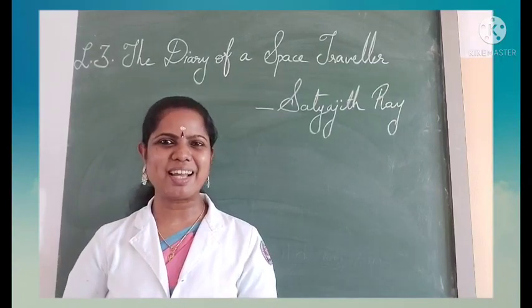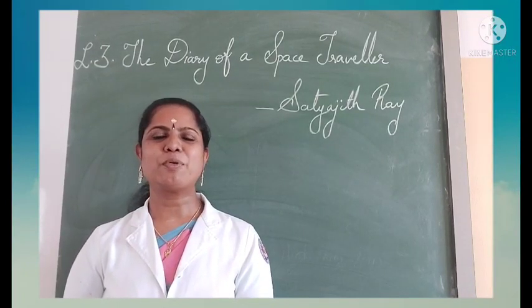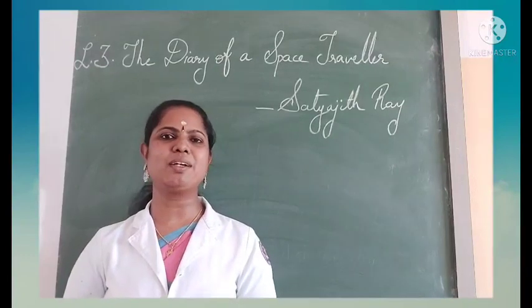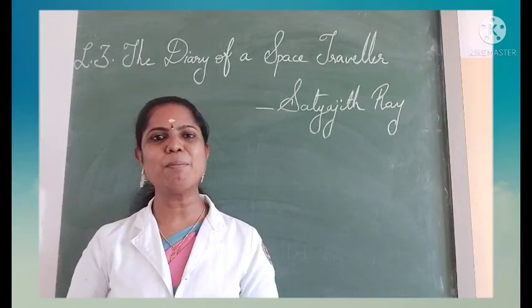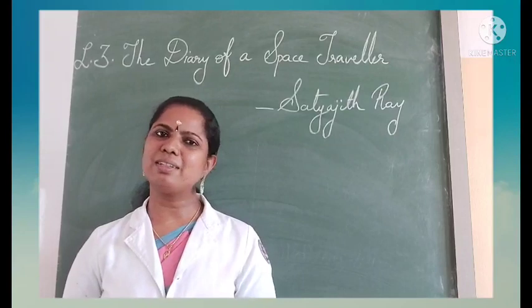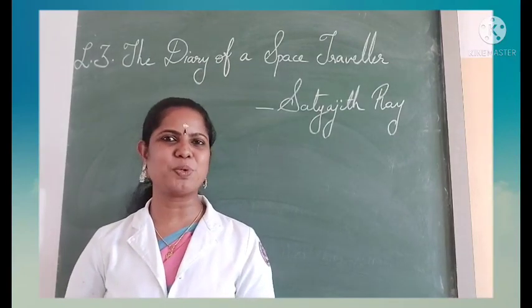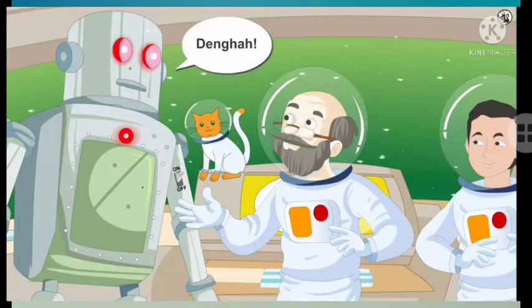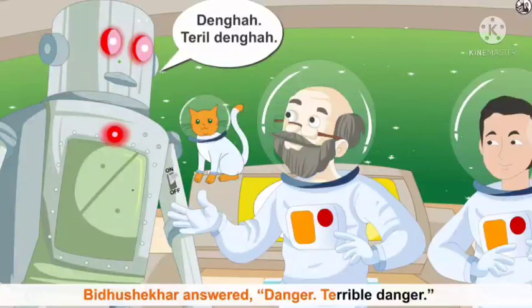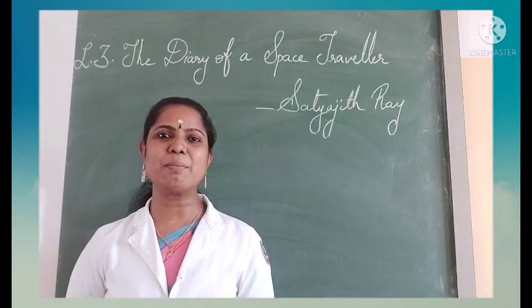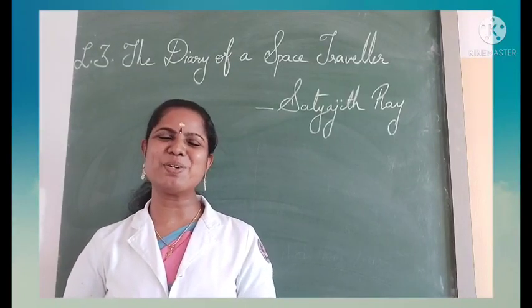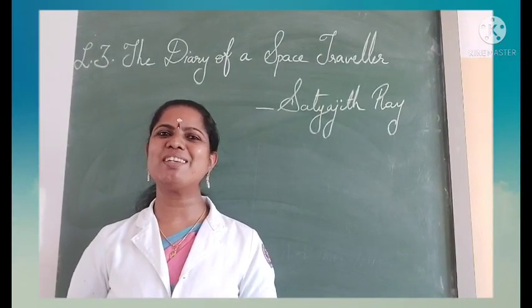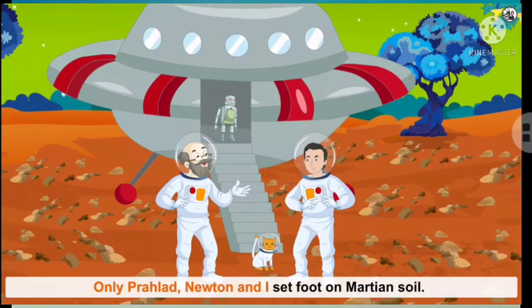So when they landed on this planet Mars, Professor Shonku switched on Bidu Shekhar, but Bidu Shekhar refused to come out of the rocket to join them. He refused to join them to explore the planet Mars. And what was the reason given by Bidu Shekhar for not coming out of the rocket? He told that there is terrible danger on this planet. And without bothering about the warnings given by his robot, Professor Shonku decided to explore the planet Mars.